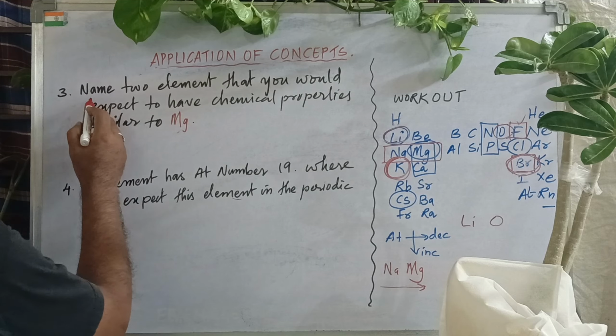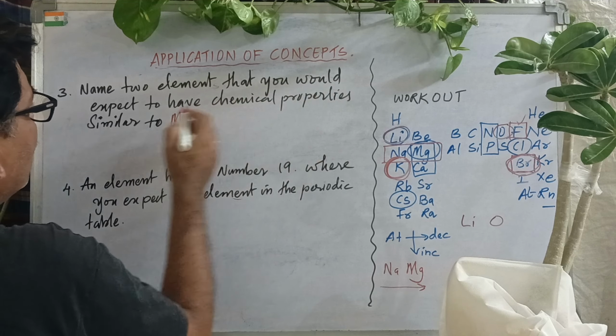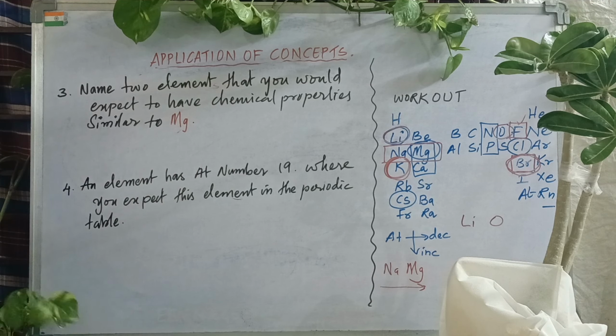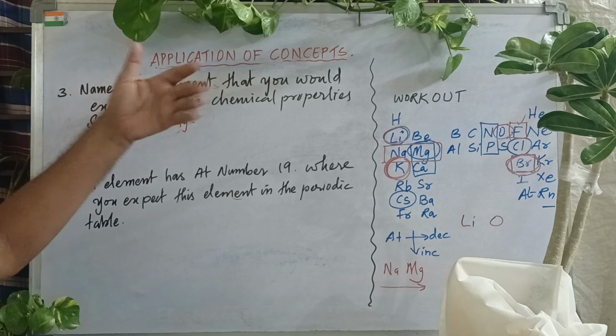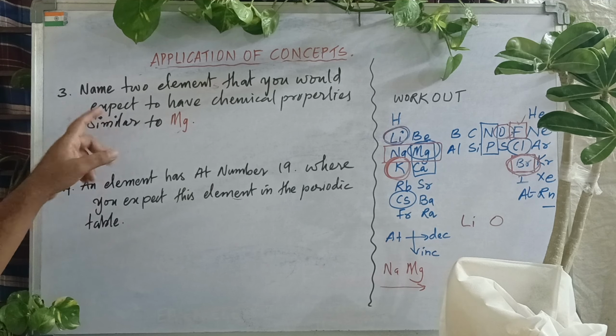Third question says that name two elements. Name two elements that you would expect to have chemical properties similar to magnesium. What do you understand? Tell me. He's asking you to give two more elements. You can give the remaining four elements also, four to five elements.